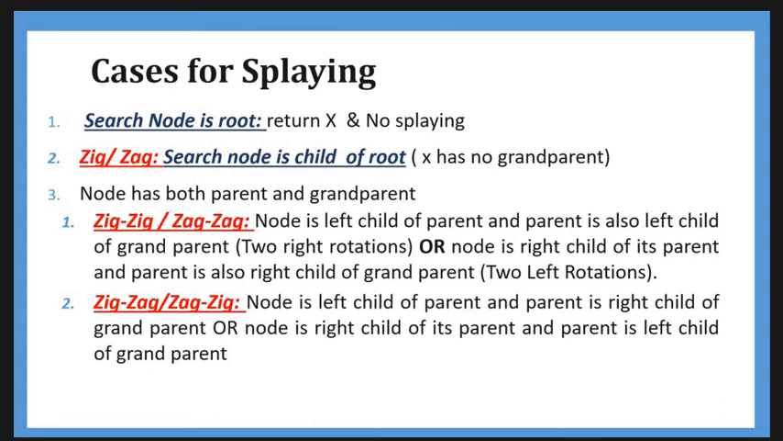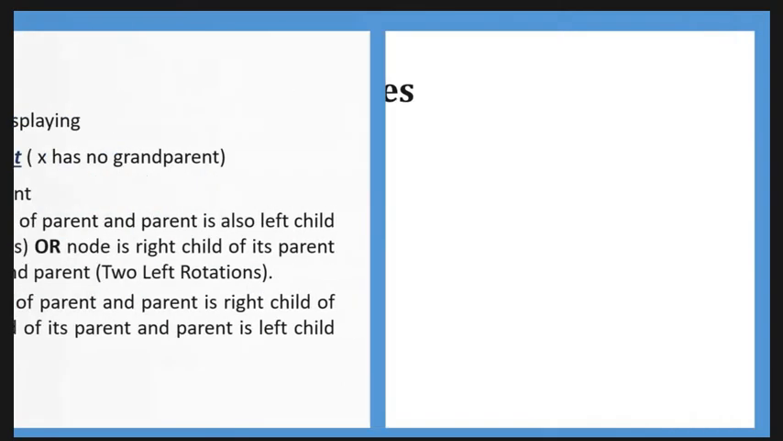Node is a left child of its parent and the parent is a right child of the grandparent. Or the node is a right child of its parent and the parent is a left child of the grandparent. So here when there is a crossing, then you have to go for the cross rotation, ZigZag or ZagZig. Okay, so here there are the main three techniques: Zig, ZigZig, ZigZag. Let us see what these rotations are.